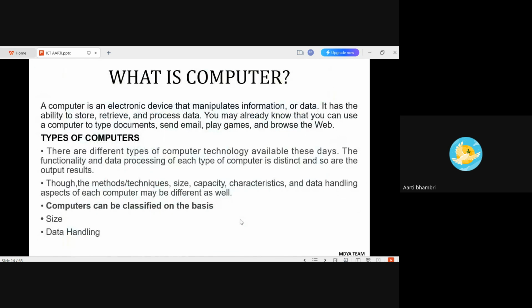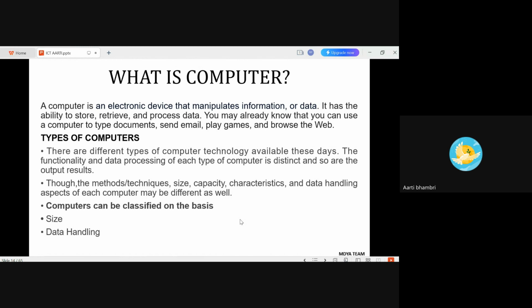Yes. Now there are some types of computers. There are different types of computer technology available these days. There are so many technologies we are using these days, like laptops, PCs, smartphones, and tablets. These are all computer technologies. In organizations, there are different types of computers in use. In hospitals, there are different types of computers in use. So all these are the computer technologies we are using these days.